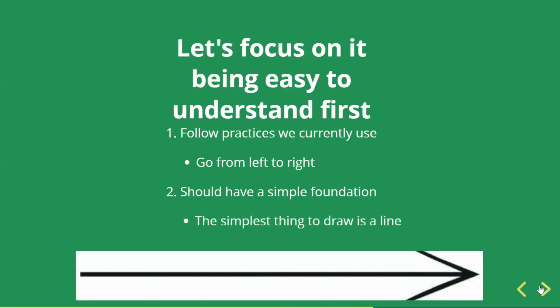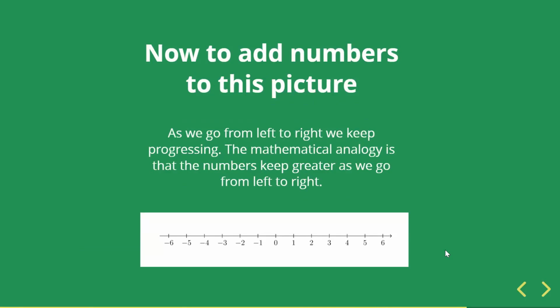So now we want to add numbers to this line. As we go from left to right, we keep progressing. The mathematical analogy is that the numbers keep getting greater as we go from left to right.